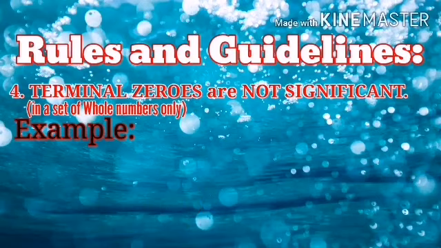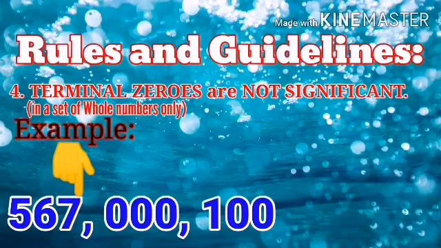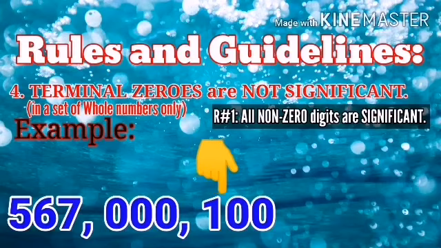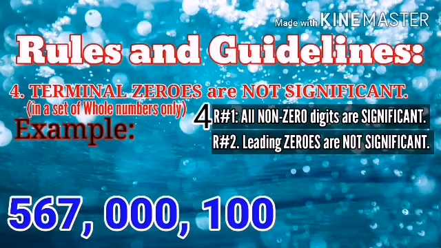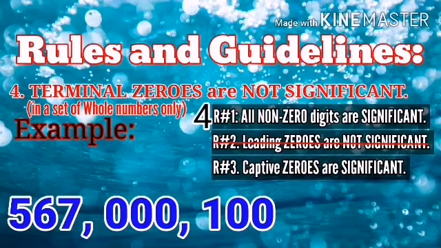Madali lang, di ba? One more example for rule number 4. We have 567,100,000. Now let's apply rule number 1. Ilan dito ang non-zero? We have 5, 6, 7, and we also have 1. Therefore, we have 4 significant figures from rule number 1. Rule number 2. Do we have leading zeros? Of course, we don't have. Rule number 3. Do we have captive zeros? Of course, we do have. These are now the captive zeros and are significant. How many are they? 3.